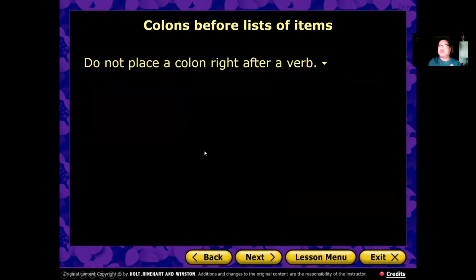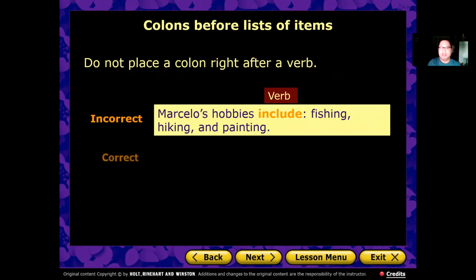Do not place a colon right after a verb. What do we mean by that? Okay, now, if you look at this example right here, Marcelo's hobbies include, the word "include" is a verb. We don't use any punctuation at all. No punctuation is needed, okay, because it's a verb. Again, never use a colon if it's preceded by a verb.